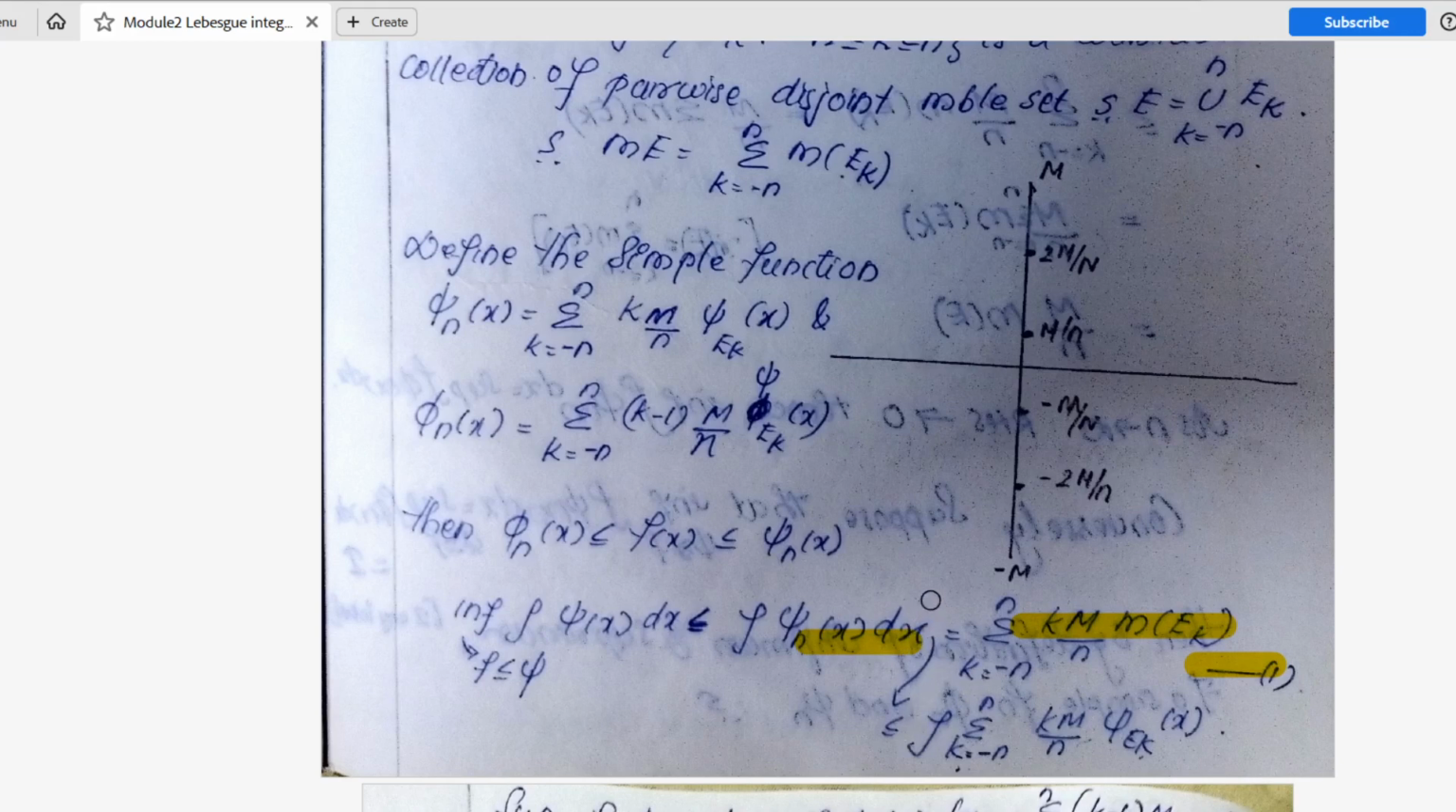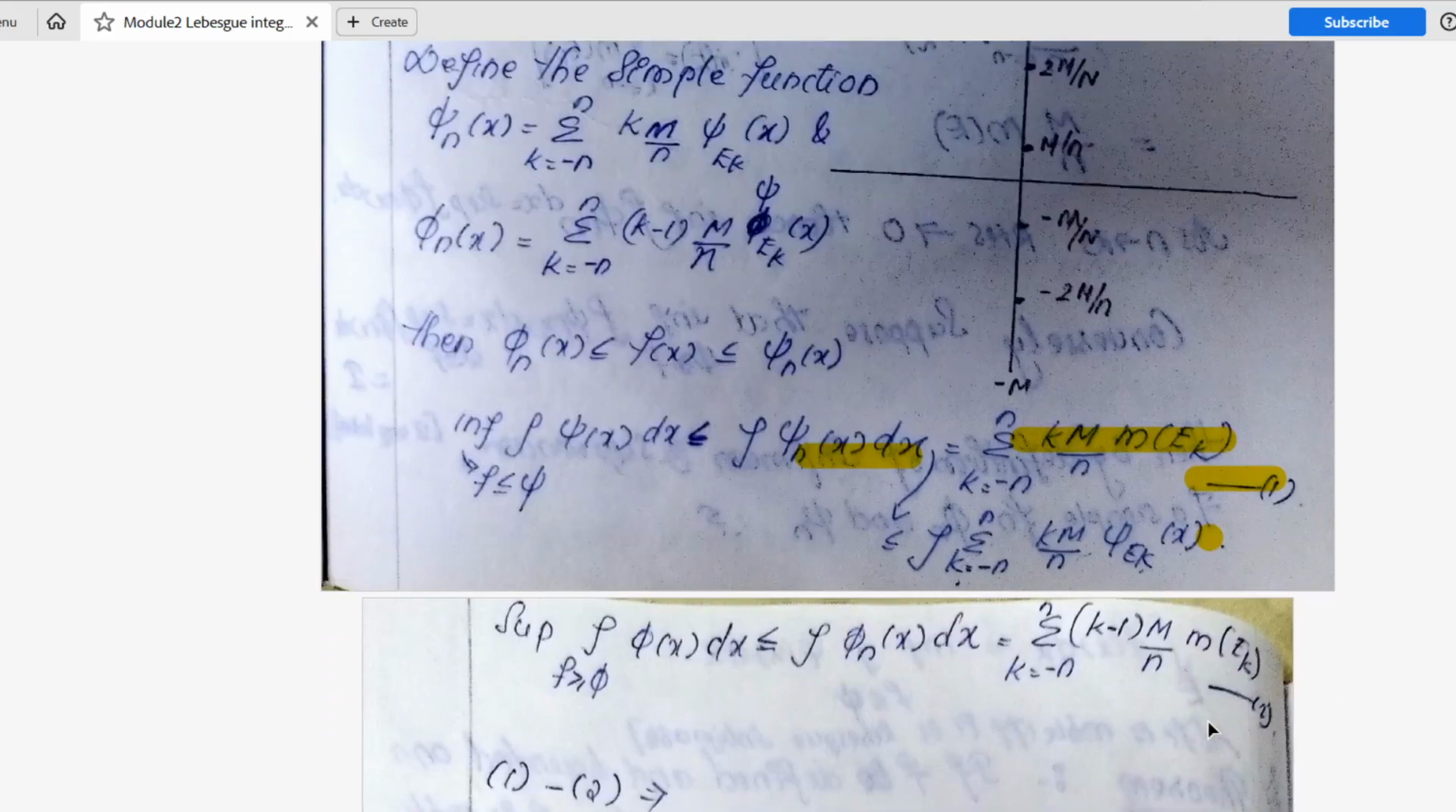ഇനിയിപ്പോൾ ഇവിടെ നിന്ന് here we can get this is less than or equal to this expression, integral over k equal to 1 minus n to n of ψ of Ek of x. So this is equation number 1. Similarly, supremum of integral is less than or equal to integral over φn(x). This is equal to, by Lebesgue integration of φn(x), sigma of k equal to minus n to n, (k minus 1) by n times the measure of Ek. This is equation number 2.